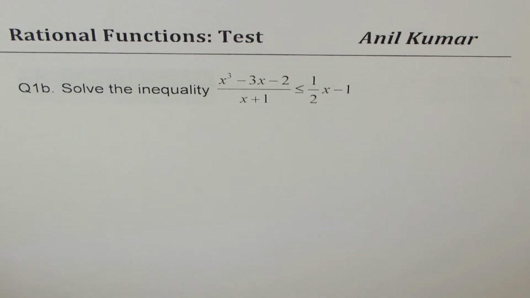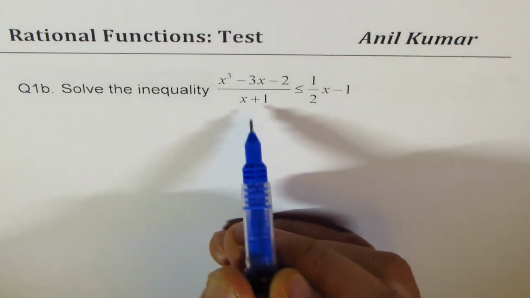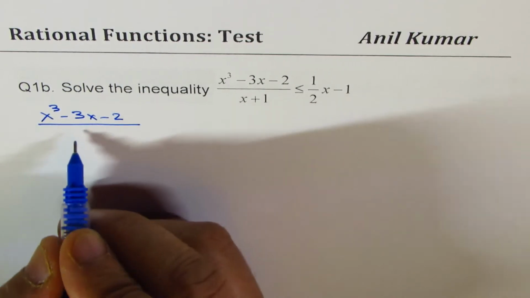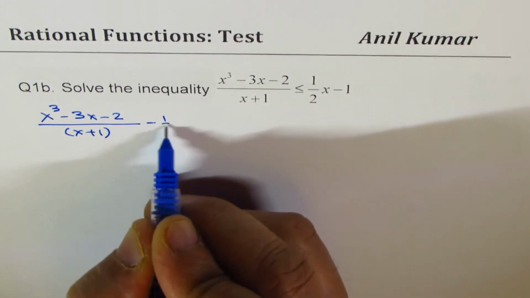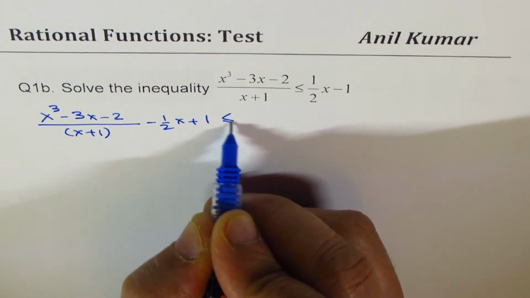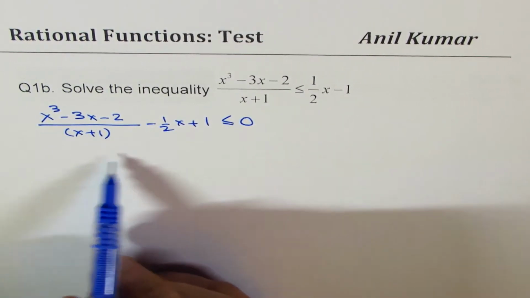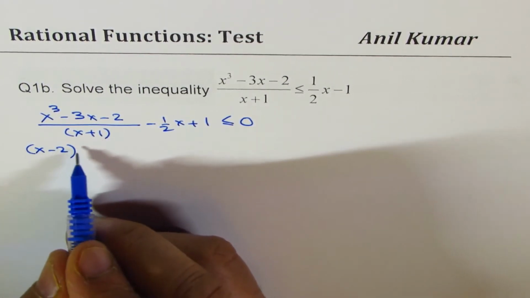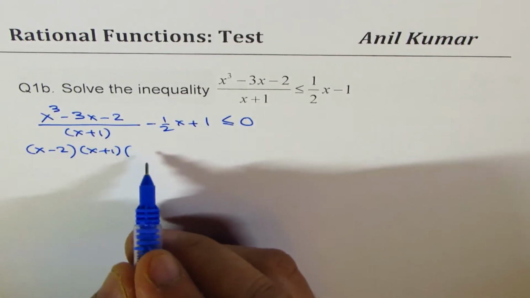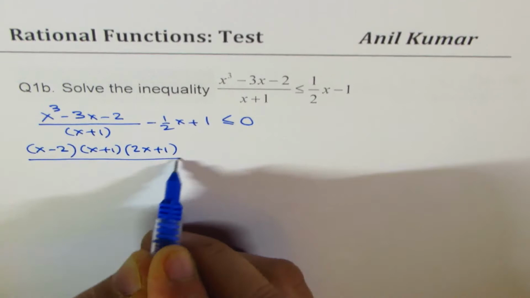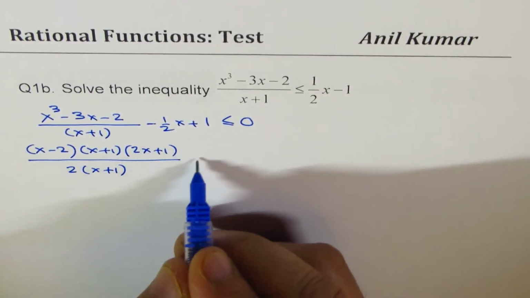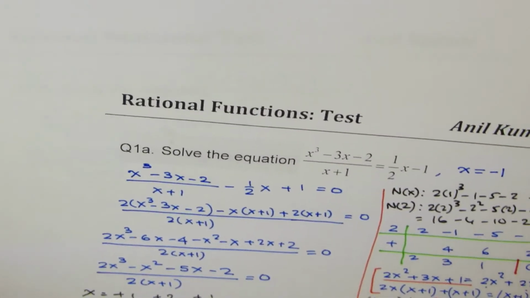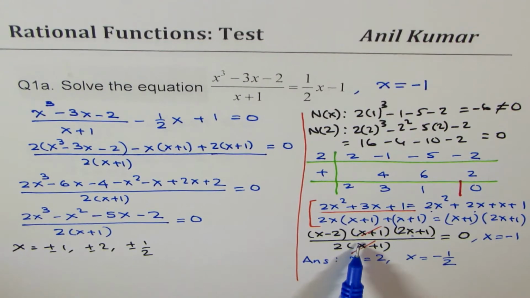So here is the inequality for us, part 1b. I could rewrite this as x cubed minus 3x minus 2 over x plus 1 minus half x minus, which becomes plus, less than or equal to 0. And we found that this portion could be factored and written as x minus 2 times x plus 1 times 2x plus 1, divided by 2 times x plus 1. So that becomes equal to 0. Perfect. This is what we did while solving question number 1a. That's the equation.